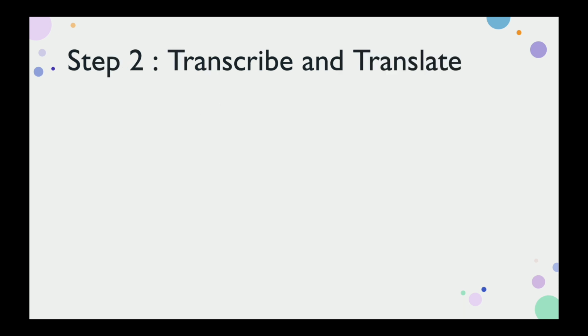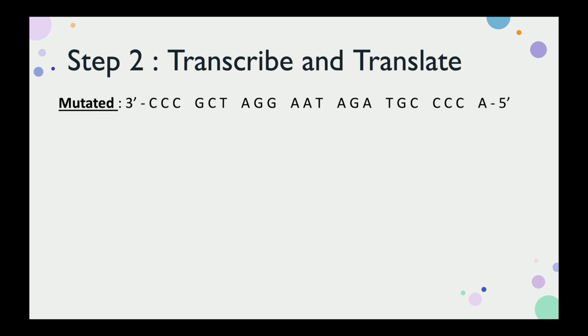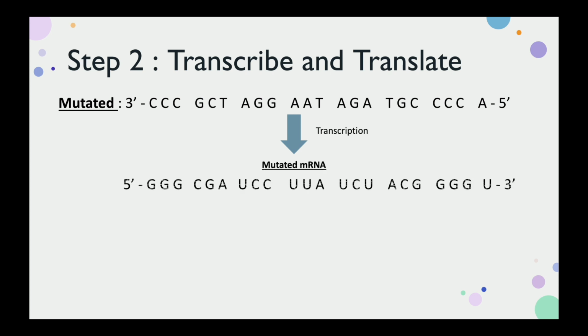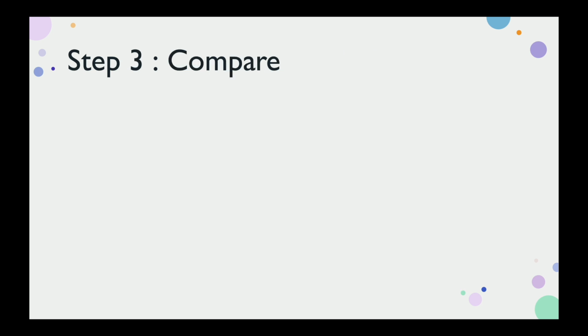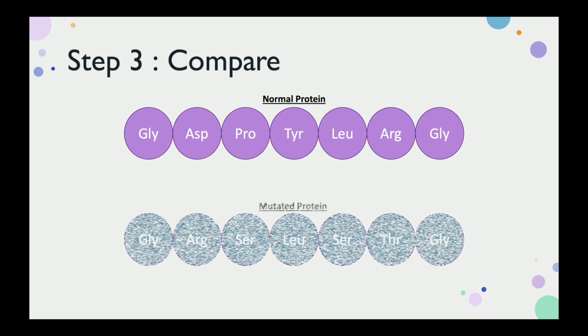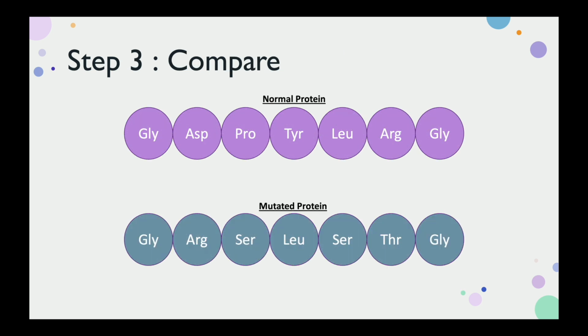Step 2. Transcribe and translate the mutated DNA. Transcription of the mutated DNA sequence will give you the following mRNA sequence. Translation of the mutated mRNA will give you the following amino acid sequence. Now let's compare the normal protein with the mutated protein. As you can see, all the amino acids beyond the point of mutation have changed.